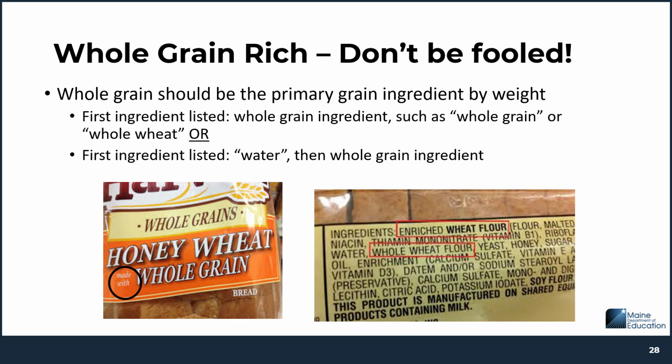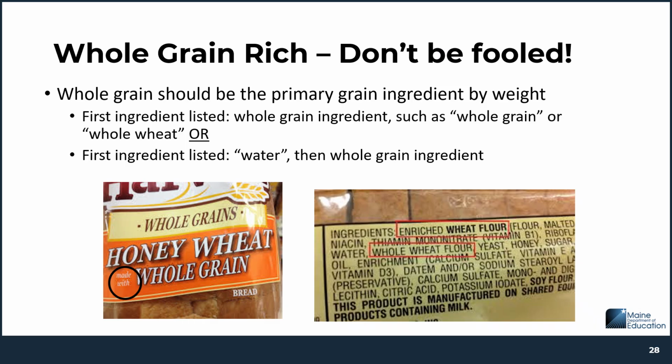Be sure to check ingredient labels carefully, as packaging can be very deceiving. With the example provided on the screen, the package says made with whole grains. But when you turn over the package and look at the ingredient list, the first ingredient listed is enriched wheat flour.